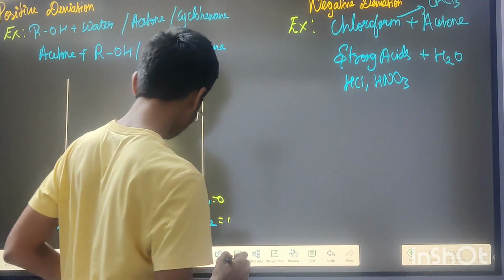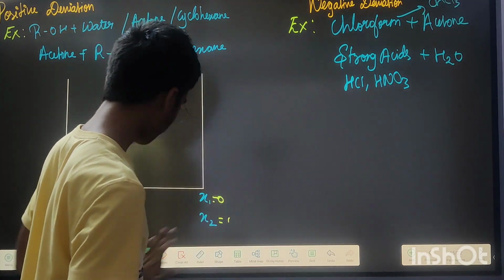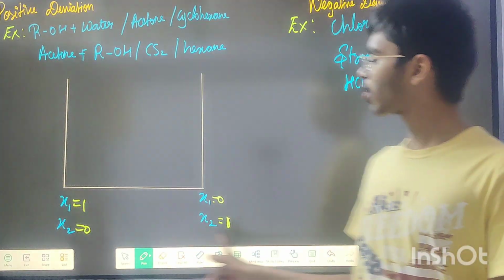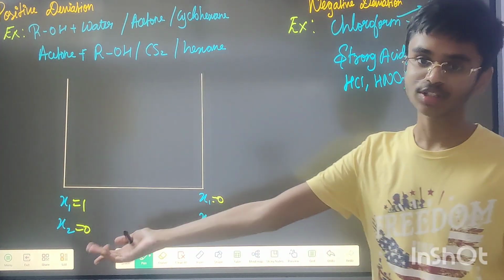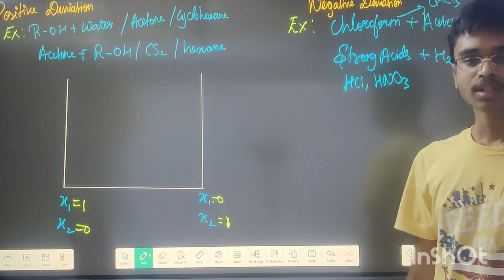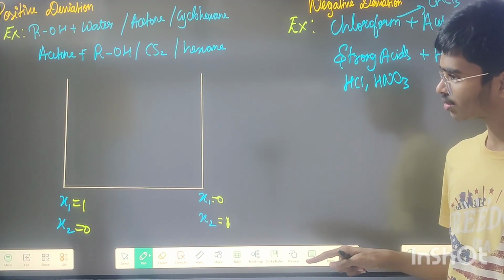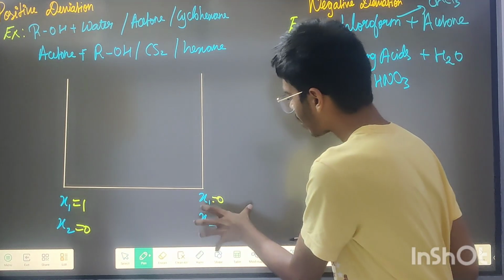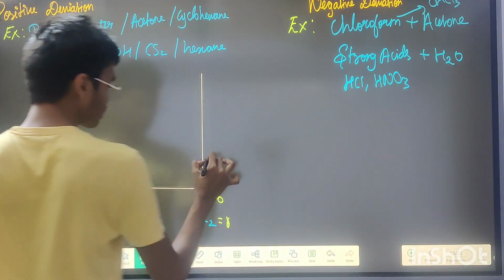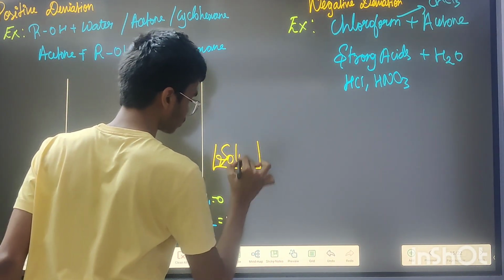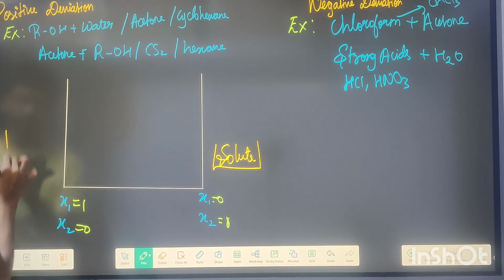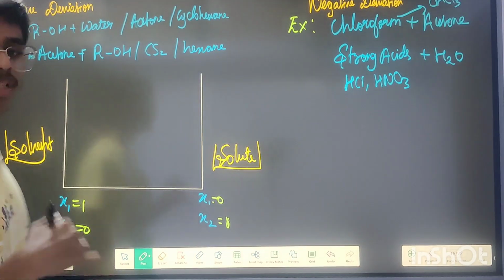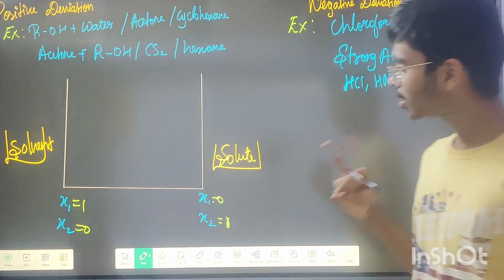Now, what happens is this is one. Imagine that this is the concentration. Not the concentration, the mole fraction. Anyway, both are the same. So the mole fraction of solvent is 1, and here the mole fraction of solute is 1. That means here you have only a beaker completely filled with solute, and here a beaker completely filled with solvent.